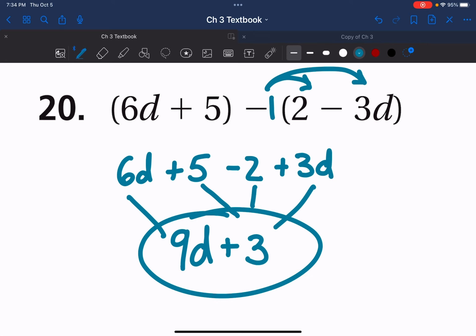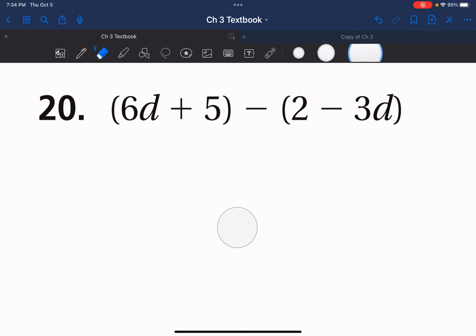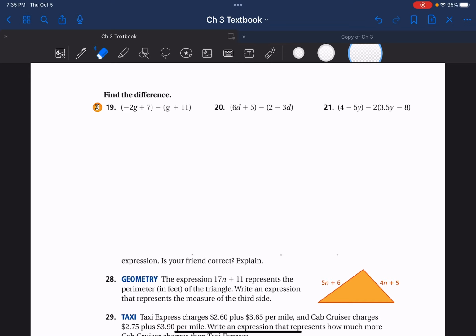I hope you tried it on your own. Go ahead and erase your whiteboard. Okay, let's try this one.